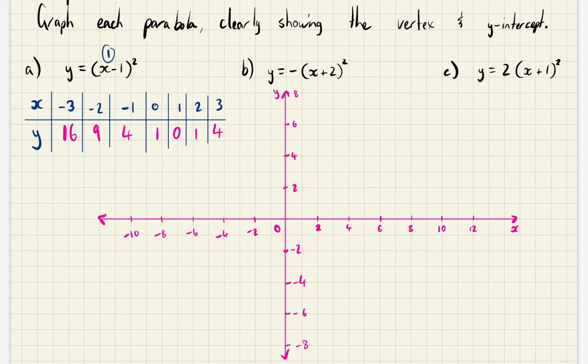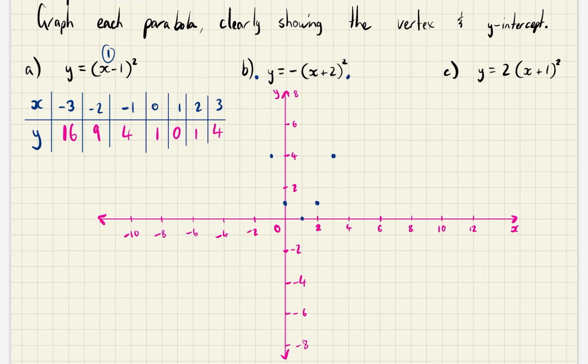So -3 goes up 16, too big for my graph. -2 goes to 9, that's pretty close. So I'm going to pop it there. -1 is 4. 0 is 1. 1 is 0. 2 is 1. And 3 is 4. Now, even though we didn't put it on axes, you can see that it's going to look symmetrical. So I can actually do the next one, which would be 4.